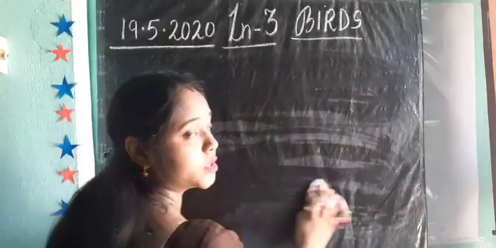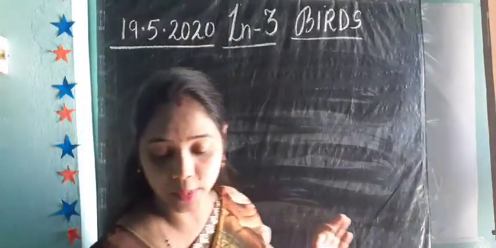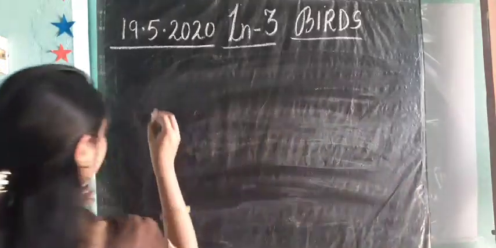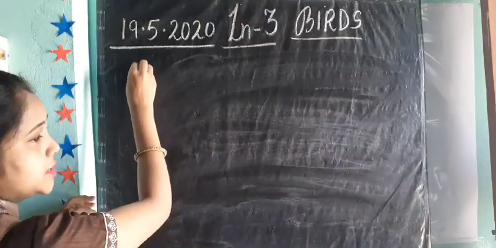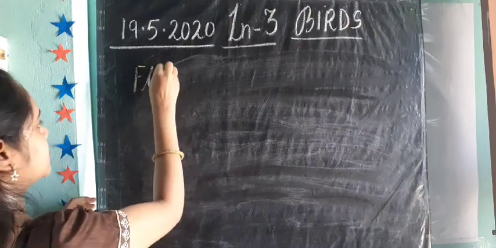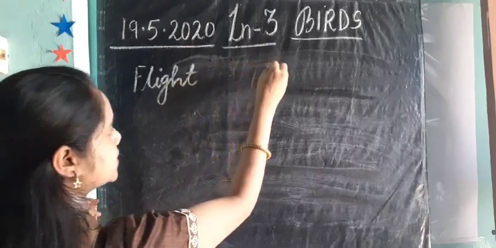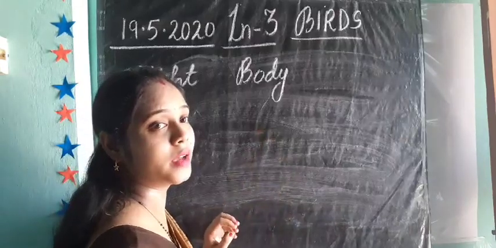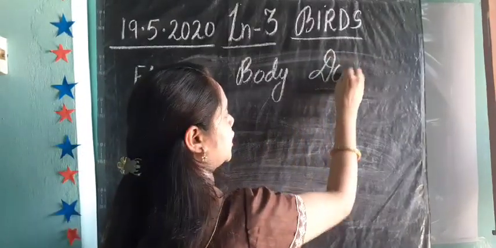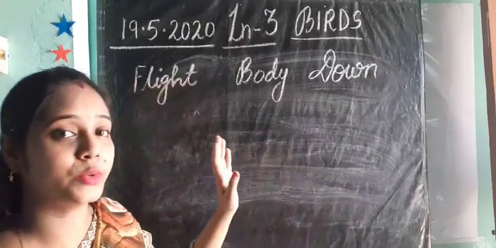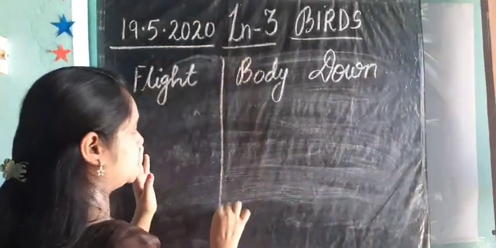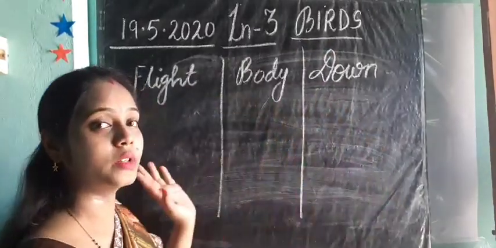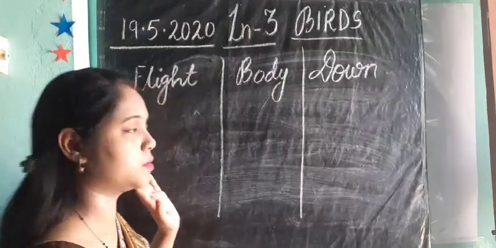How many types of feathers are there? Yes, 3 types of feathers. First is flight feather. Second is body feather. Third is down feather. Very good. Students, remember this, okay? Then you can divide it into 3 parts and identify them by the structure and also by the work.